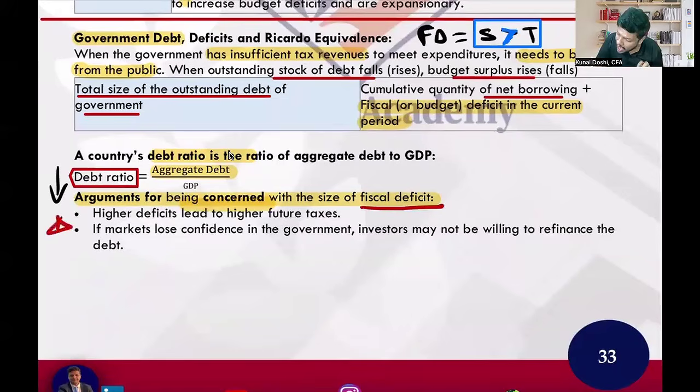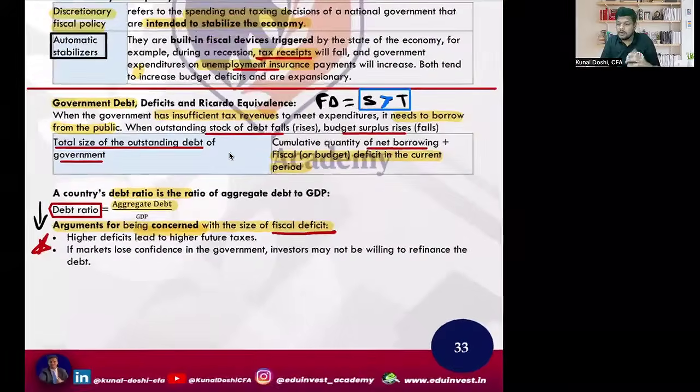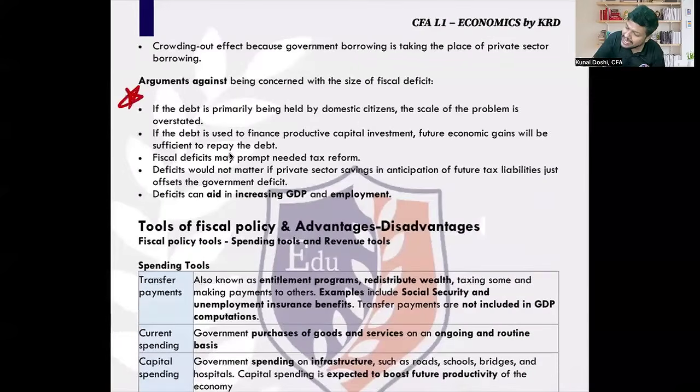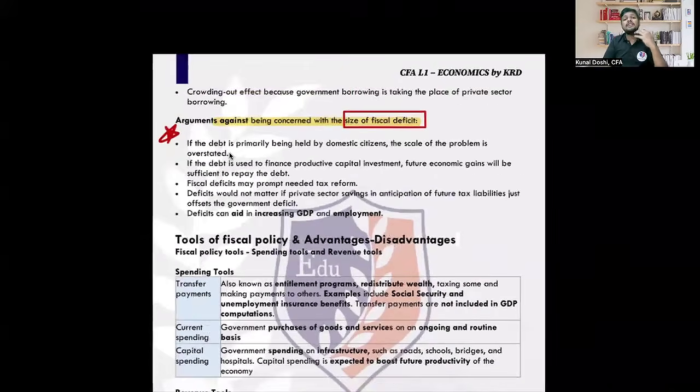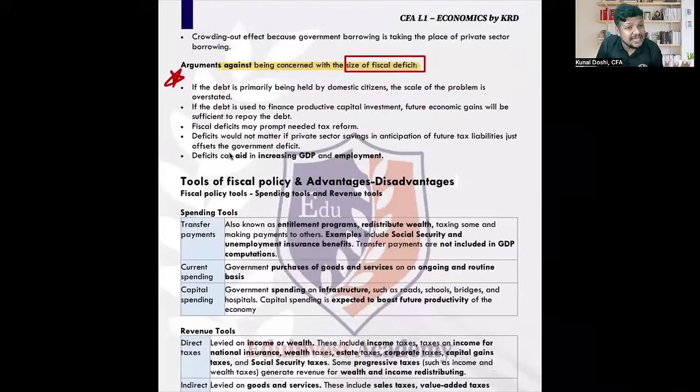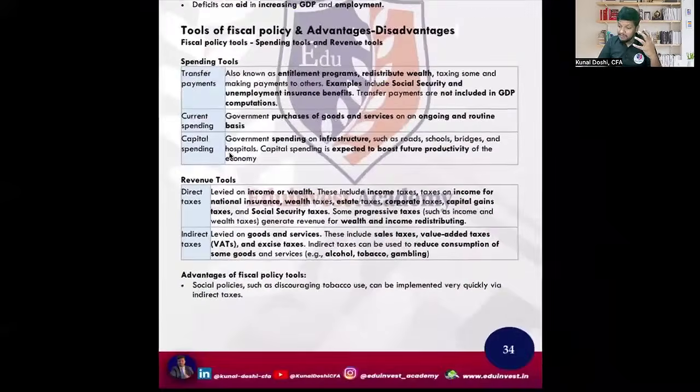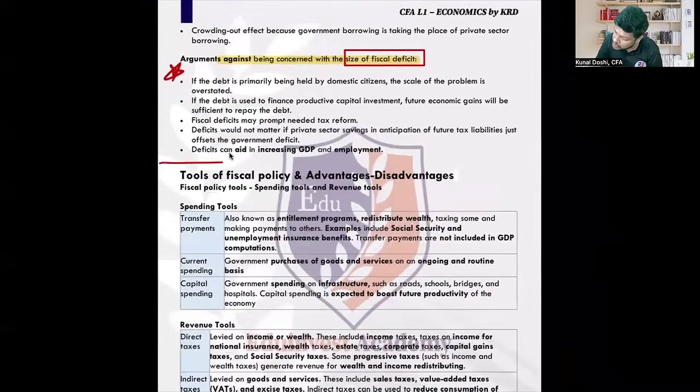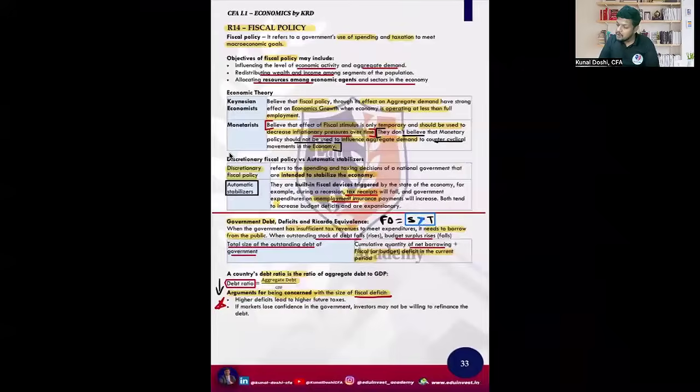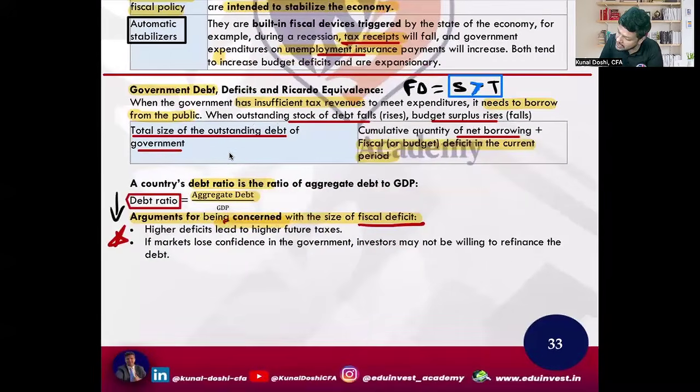Now, there are arguments for being concerned about it, and there are arguments against being concerned. About what? About the size of the fiscal deficit, because the size of the fiscal deficit eventually will lead to more aggregate debt, and that will lead to a higher debt to GDP ratio. So there are two types of economist views, very frequently asked in exams also, and I will discuss both. The viewpoint is that some say it is a concern and some say it is not a concern.